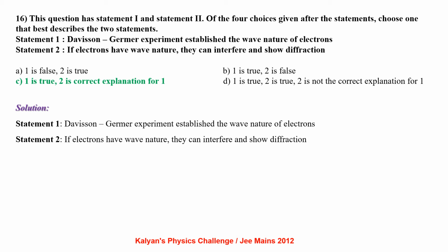Coming to statement 1, the Davisson-Germer experiment establishing wave nature of electron is correct. Coming to statement 2, if the electron has wave nature, they can interfere and show diffraction is also correct. In fact, the electron diffraction technique is the principle behind electron microscope. So the correct option is C.